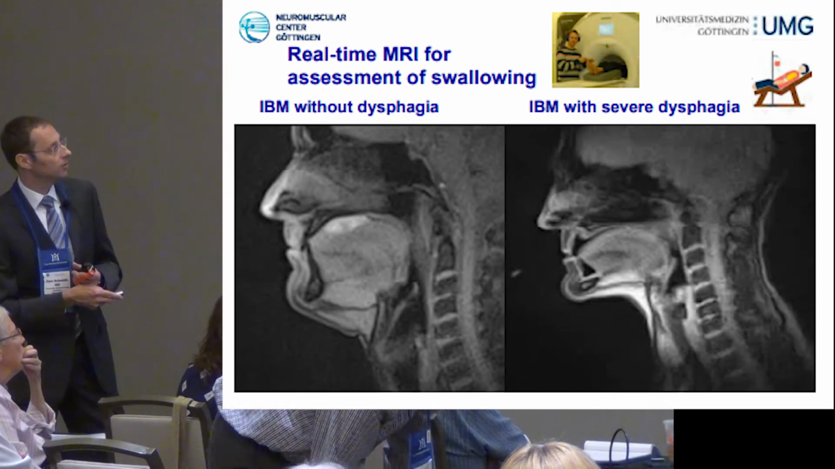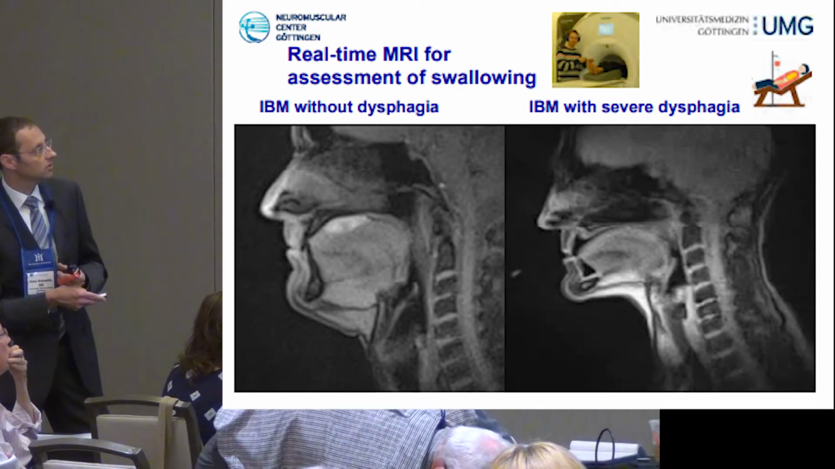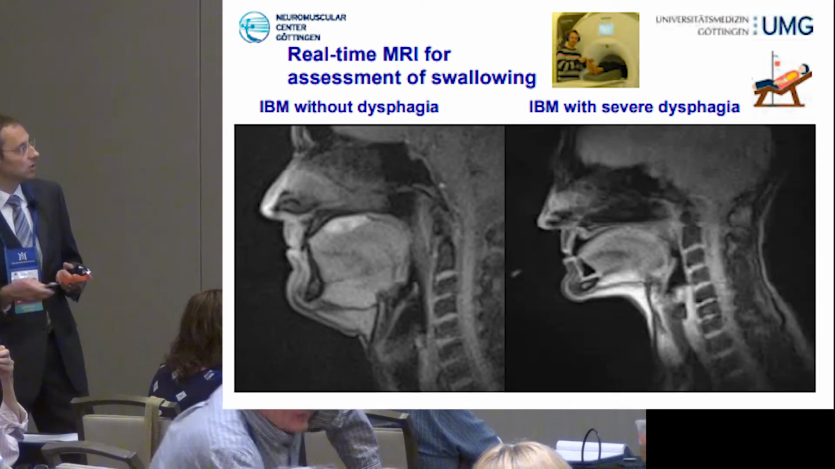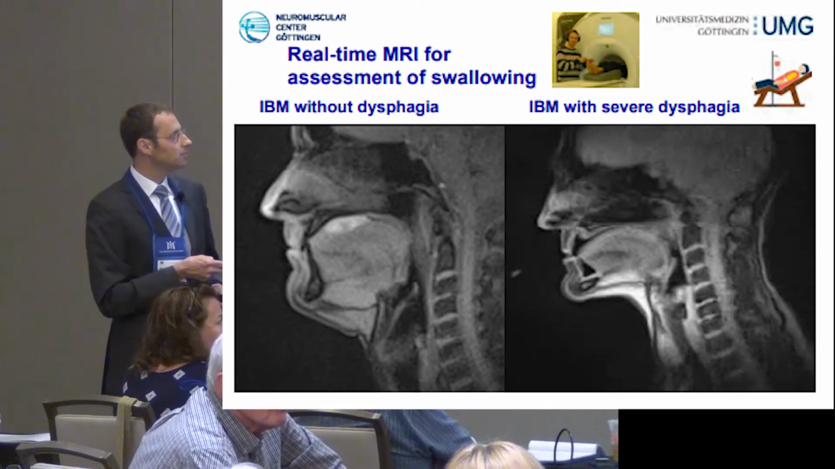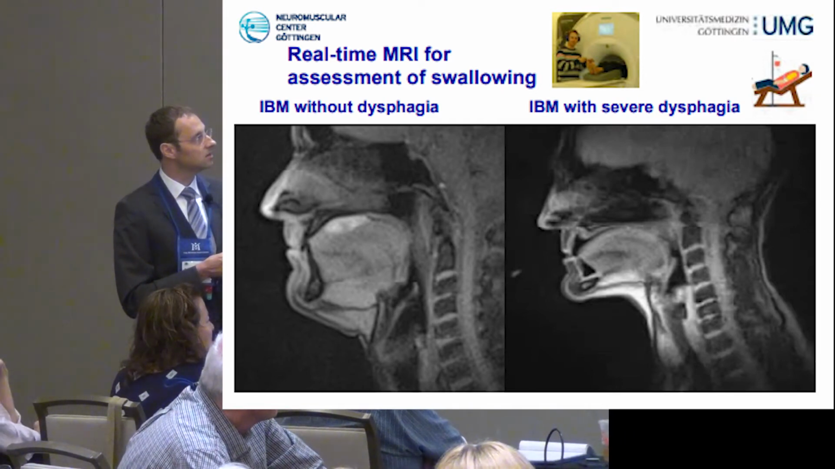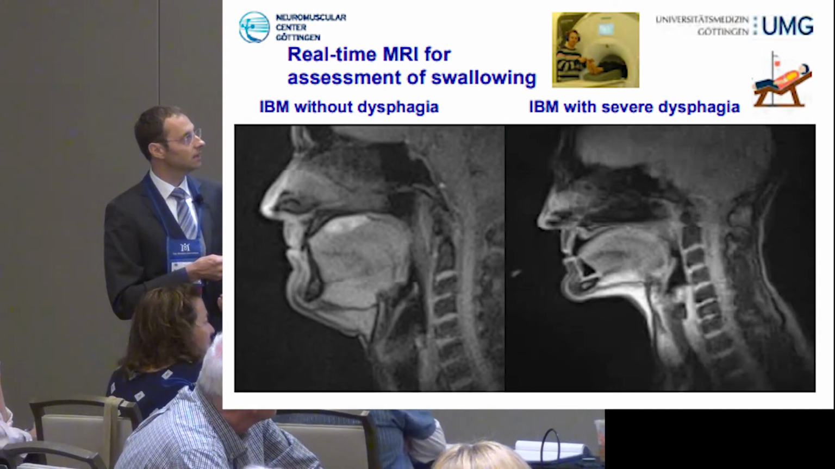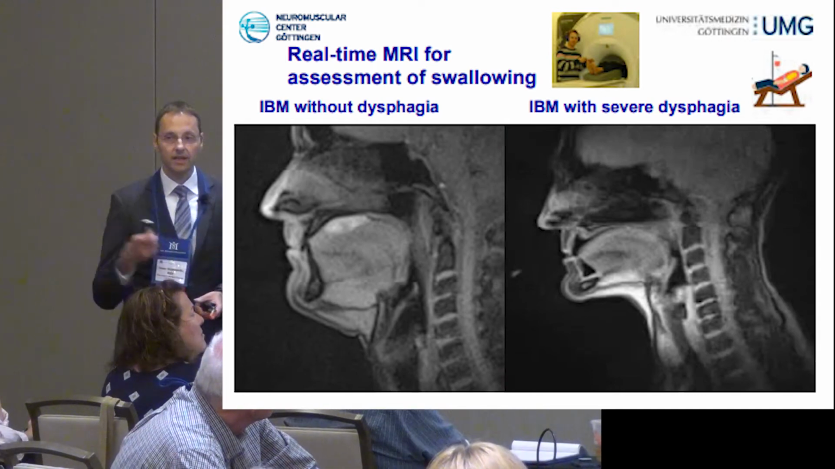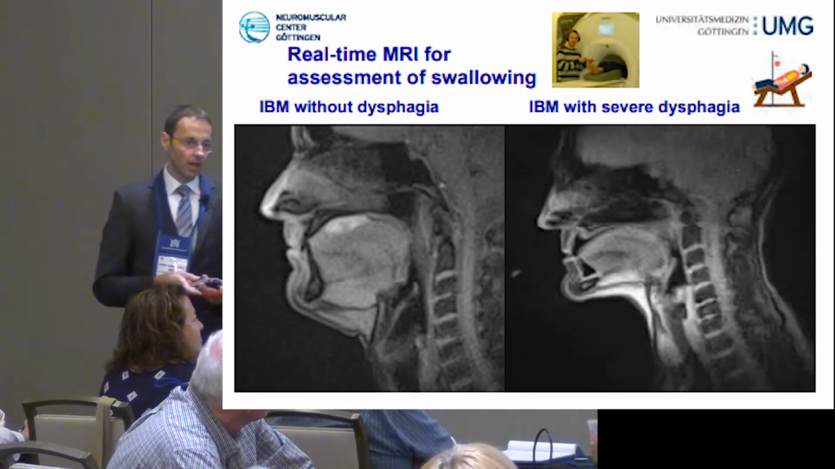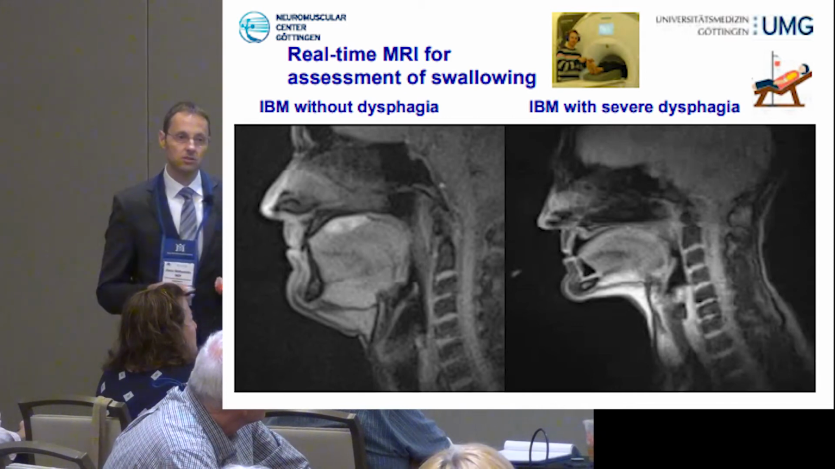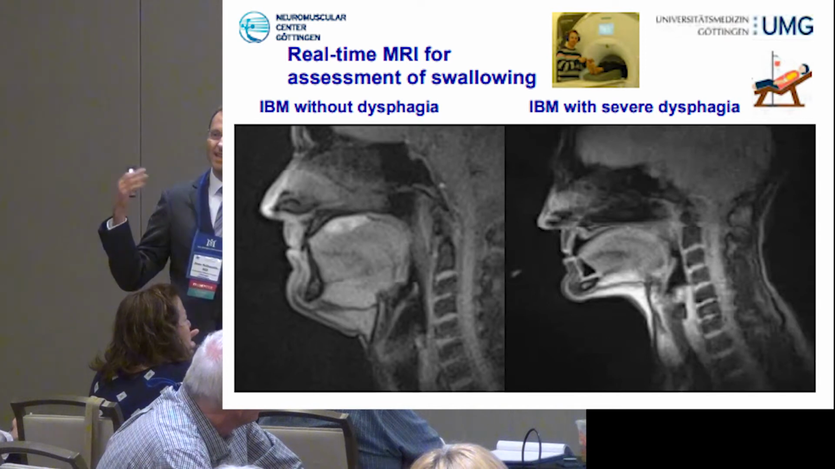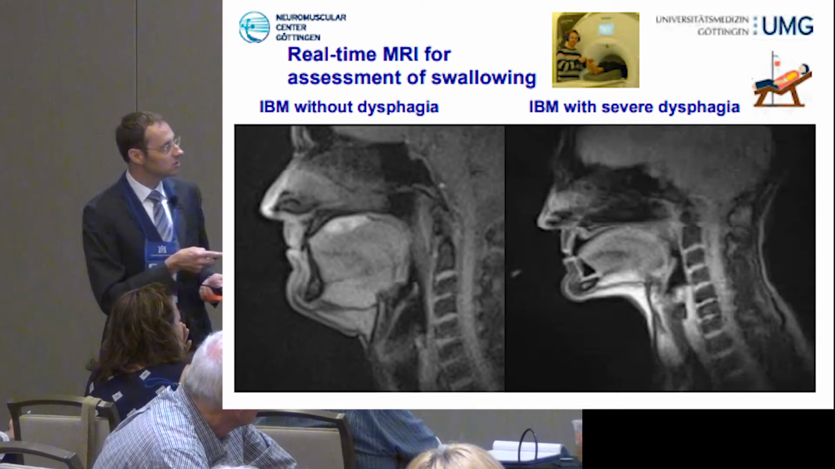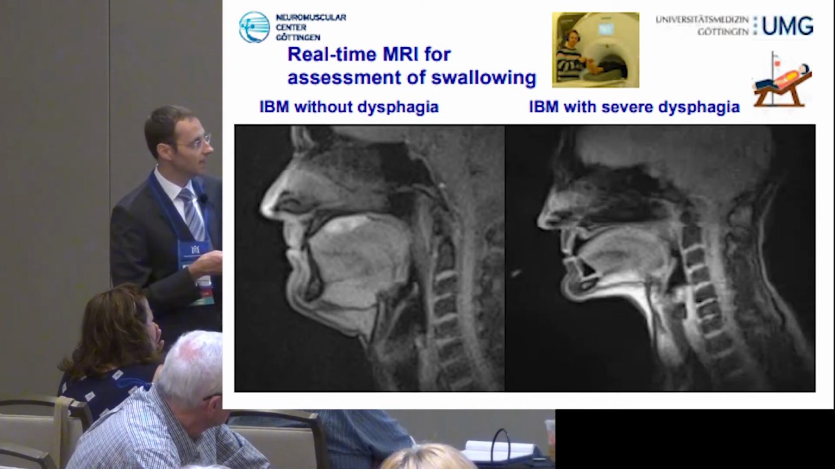So this is pineapple juice. This is a patient with IBM without dysphagia lying flat in an MRI scanner. And this is pineapple juice injected. This is our lead author on this study, Dr. Carstens, and he has a syringe in his hand. And the contrast agent is pure natural pineapple juice because it contains natural manganese, and this is sufficient to work as a contrast agent.